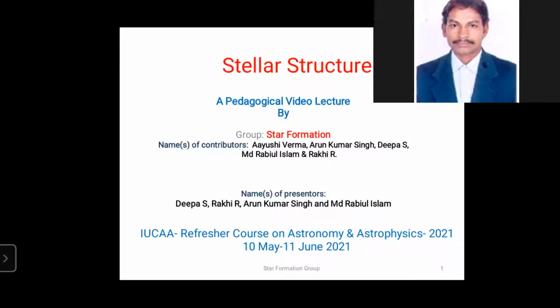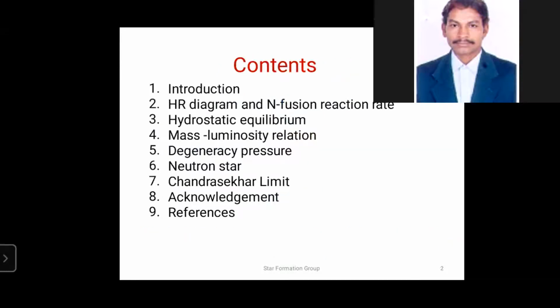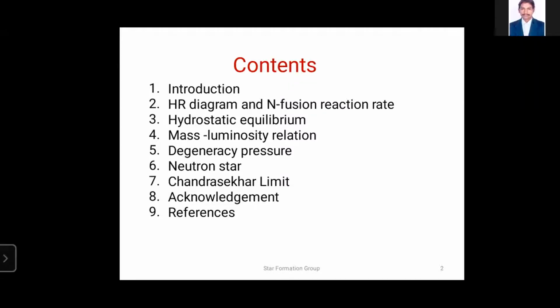The presenters who are going to present these lectures are Deepa S, Rakhi R, Arun Kumar Singh, and Muhammad Rabiul Islam. We are going to follow the contents: introduction, HR diagram and nuclear fusion reaction rate, hydrostatic equilibrium, mass luminosity relations, degeneracy pressure, neutron star, Chandrasekhar limit, followed by acknowledgement and references.